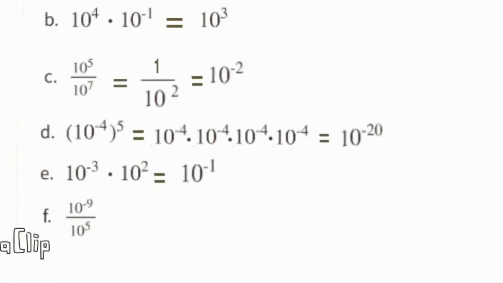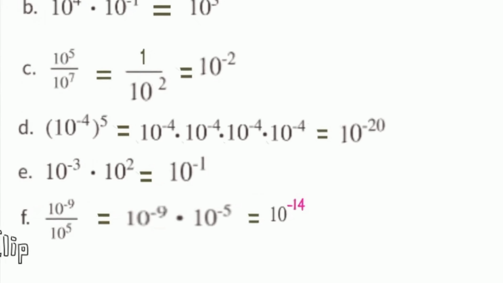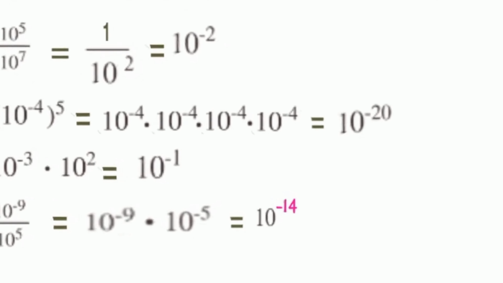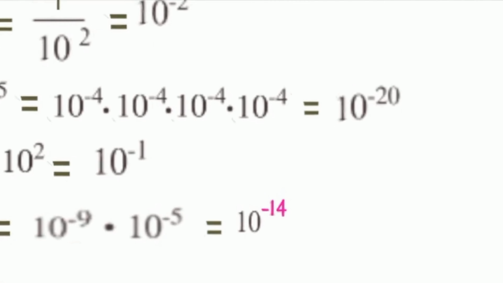F. 10 to the power of negative 9 over 10 to the power of 5. That's equivalent to 10 to the power of negative 9 times 10 to the power of negative 5. Now they have the same base number, and we can add their exponents. Negative 9 plus a negative 5. That's a total of negative 14. So when we rewrite this expression, we can write 10 to the power of negative 14.